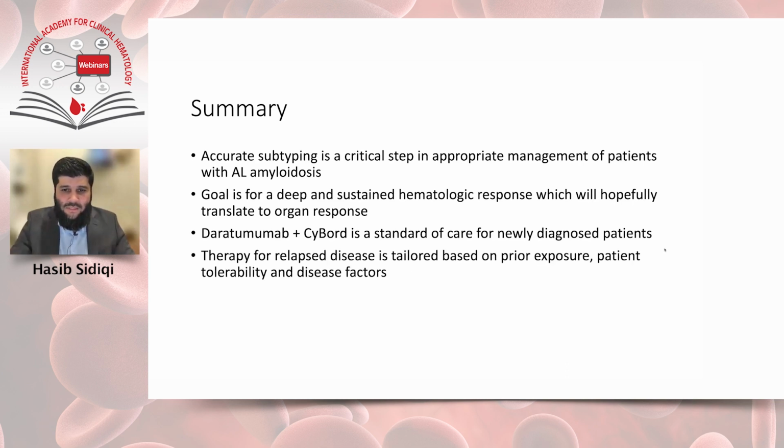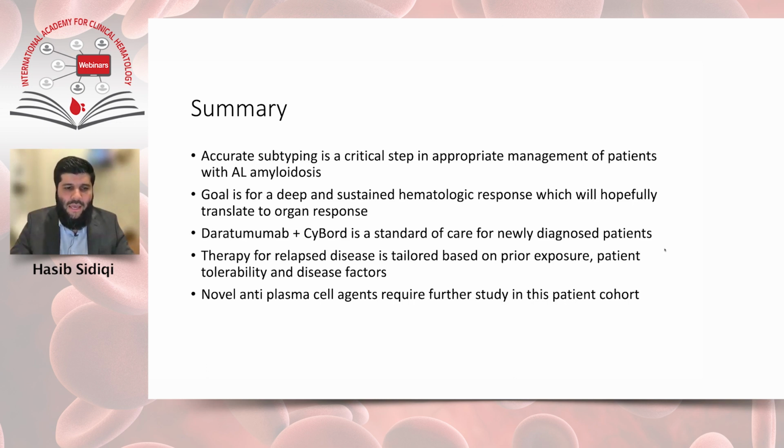Therapy for relapsed disease is tailored based on prior exposure, patient tolerability, and disease factors. This is an area where data is limited in terms of guiding us on the best next line of therapy, and it is an area of unmet need. Novel anti-plasma cell agents require further study in this patient cohort, and I think that over the next decade, we are likely to see the bispecific agents, and novel anti-plasma cell agents such as selinexor and CAR T-cell therapy, enter the space of therapy for light chain amyloidosis.